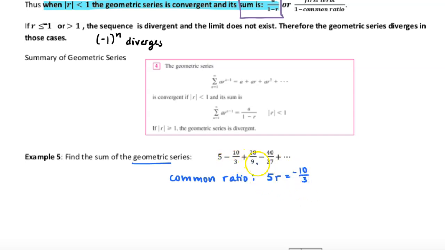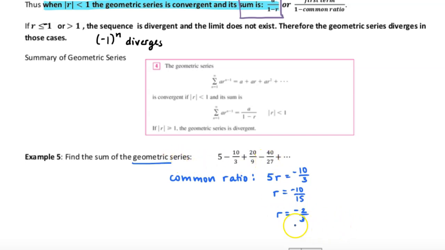Again, I can use any two terms. I have the same equation. This r should be the same as -10/3 times r is equal to 20/9, but I'm just going to use the first terms. Just solving for r, dividing both sides by 5, I get that r is equal to -10/15. And simplifying that fraction, I get that r is equal to -2/3.